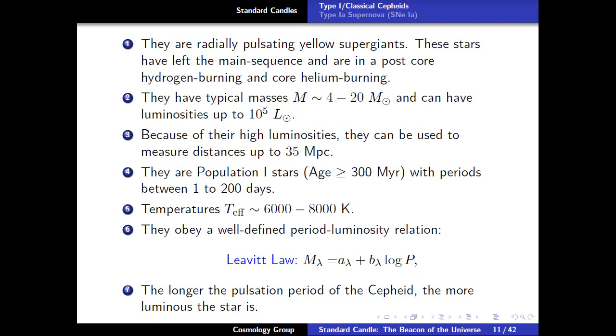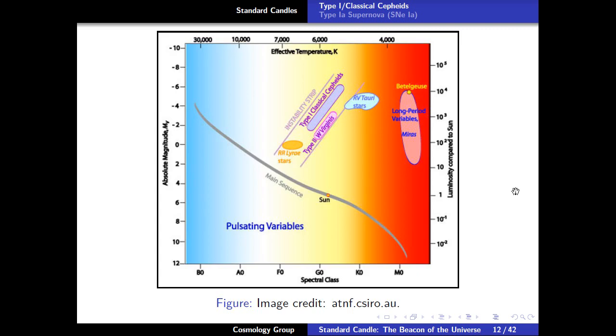They obey a well-defined period-luminosity relationship given by the Leavitt law, M_lambda = A_lambda + B_lambda log P, where M_lambda is the absolute magnitude in a photometric band lambda, and P is the period of a Cepheid, and A_lambda and B_lambda are basically the intercepts and the slopes of the period-luminosity relationship, and this is obtained from the galactic Cepheid calibration. So the Leavitt law states that the longer the pulsation period of the Cepheid, the more luminous the star is.